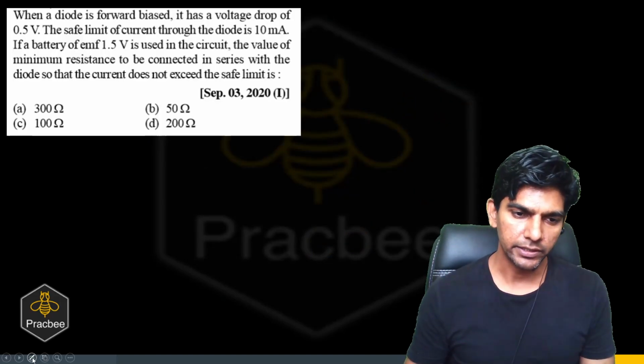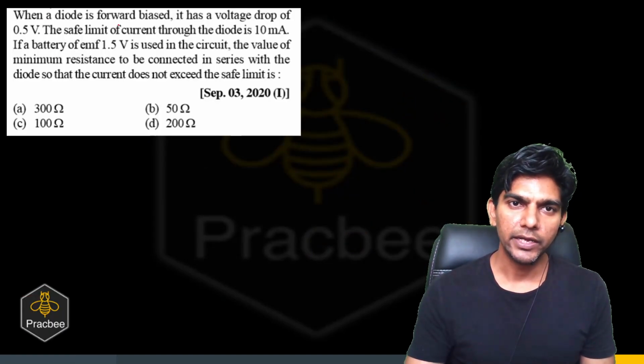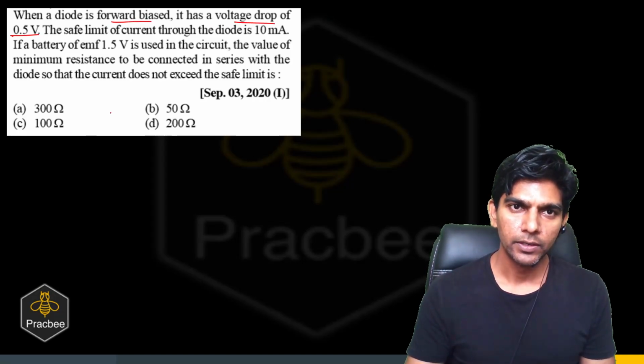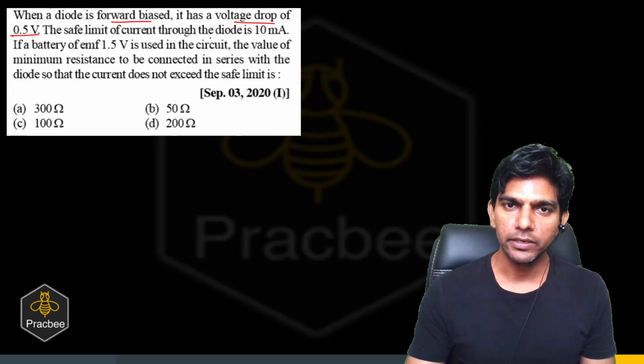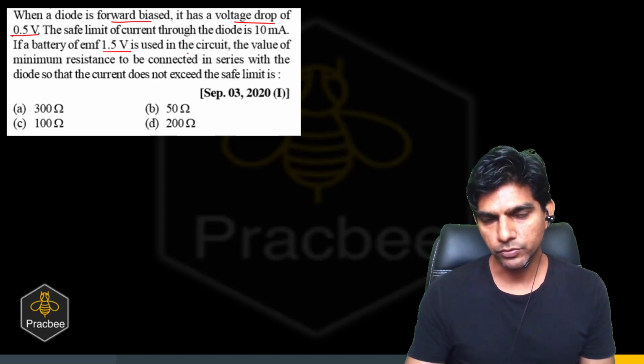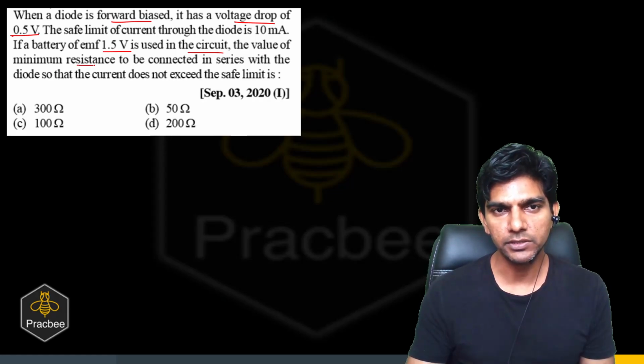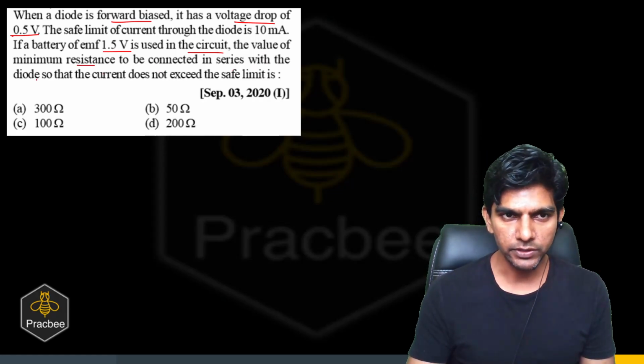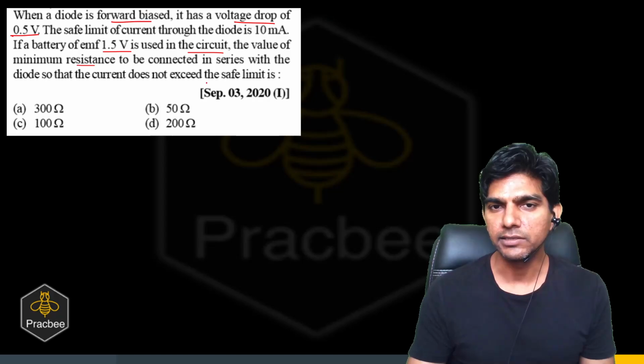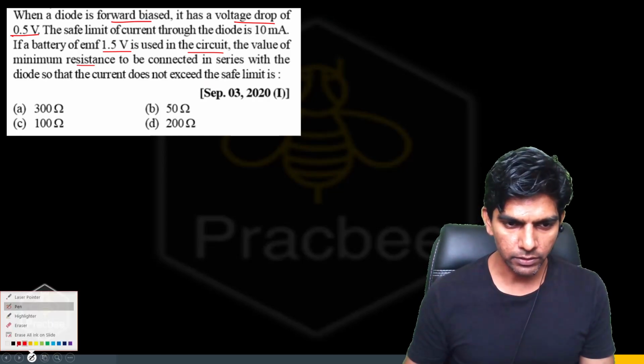So let us see a typical question. When a diode is forward biased, it has a voltage drop of 0.5 volts. The safe limit of the current through the diode is 10 milliampere. If a battery of EMF 1.5 volt is used in the circuit, find the value of the minimum resistance to be connected in series with the diode so that the current does not exceed the safe limit. Okay, let me draw the circuit here.